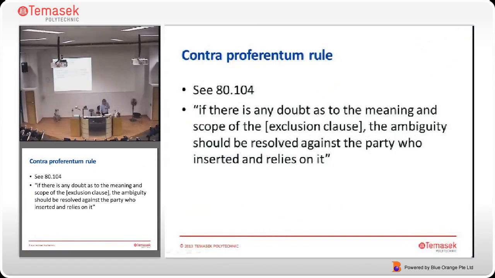Okay, so as it says there, if there is any doubt as to the meaning and scope of the exclusion clause, the ambiguity should be resolved against the party who inserted and relies on it. Okay, so like I said, simple meaning is you rely, you draft, if there are two meanings, the meaning that is against you will be the meaning. Will be the one used. Alright, so it's against you. Pure and simple.